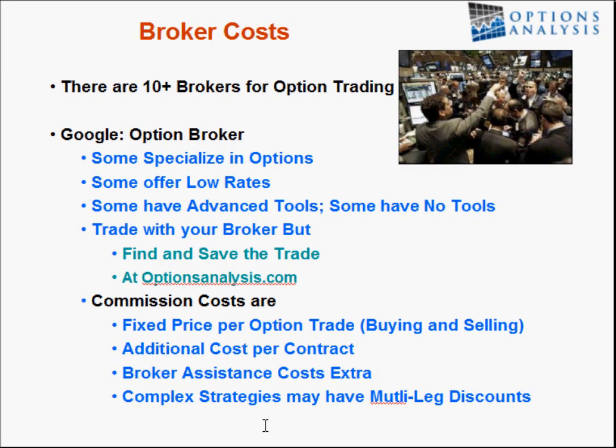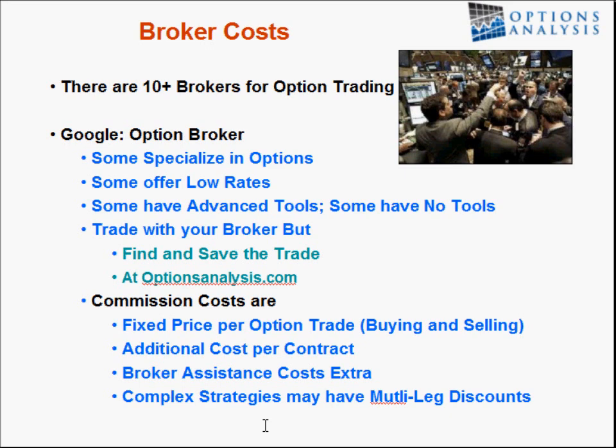Brokers have widely different commission costs. There's two parts to the cost. There's the fixed price per option trade, and there's an additional cost depending on how many contracts you buy, how many options you buy. You don't have to just buy one, you can buy 10, 100, 1,000.